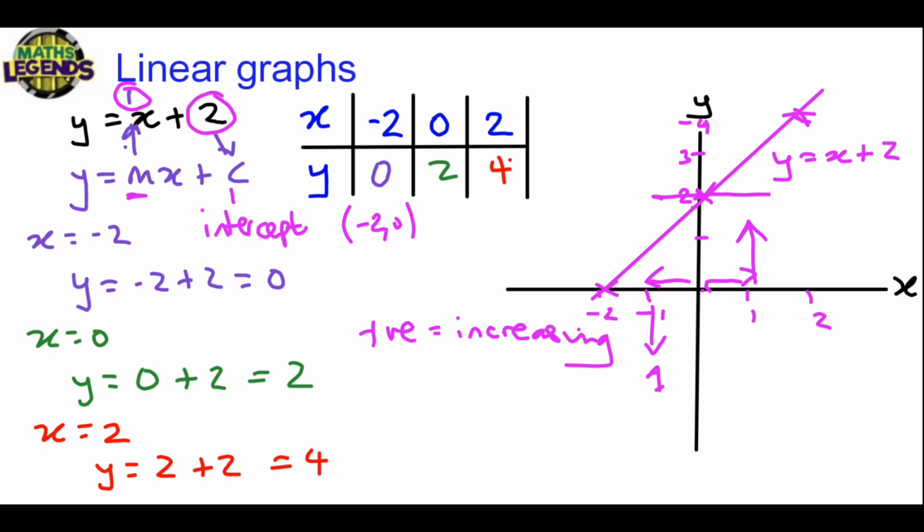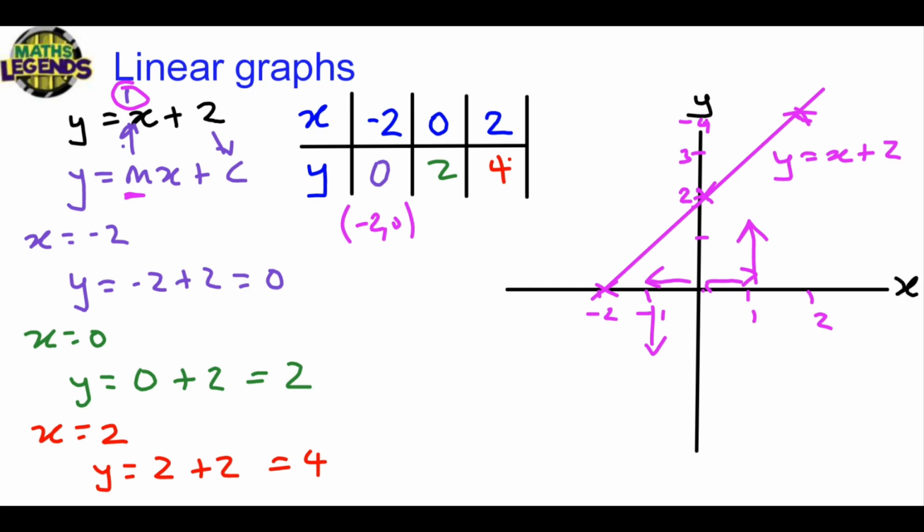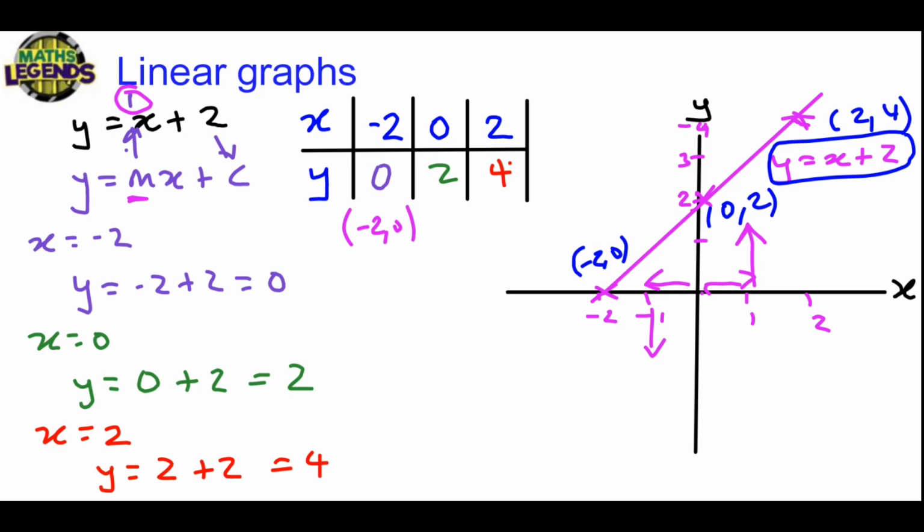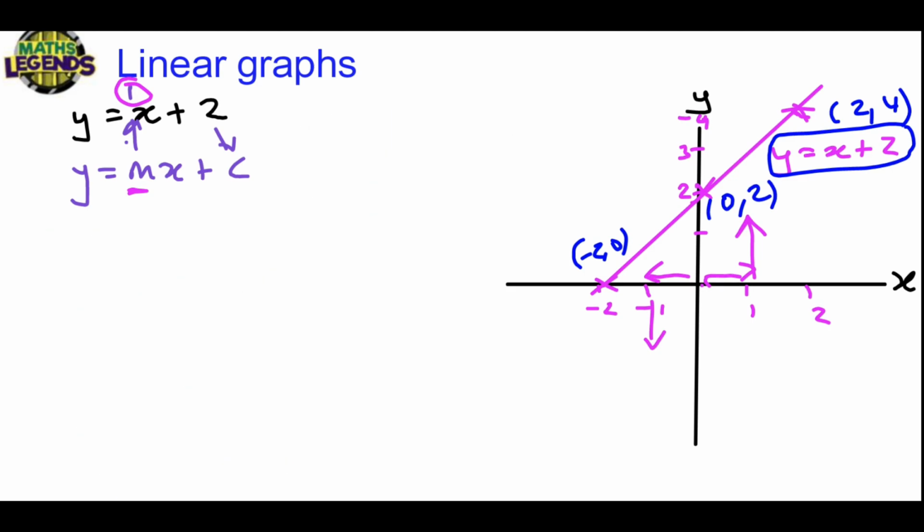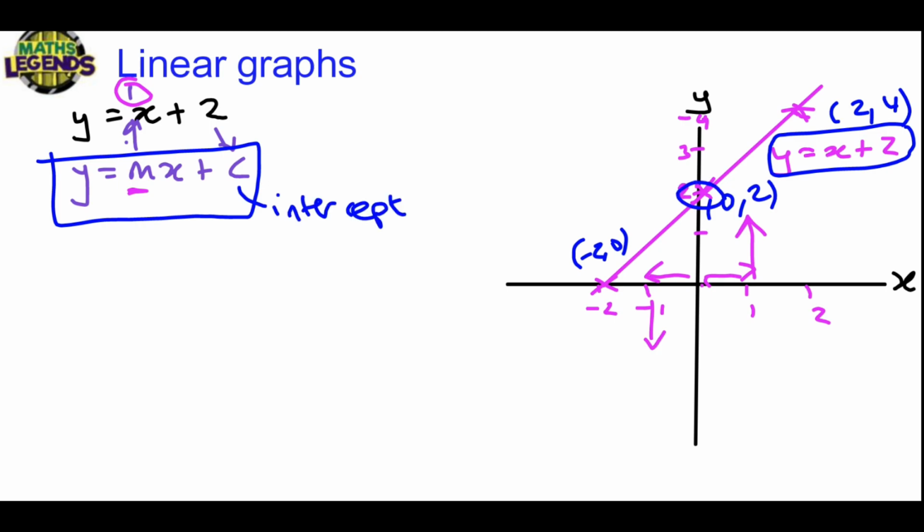Now let's look at another example. Now let's say you are given the graph drawn with the coordinates. So here we've got -2, 0, 0, 2, and 2, 4. And you are asked to work out the equation of the graph. We can see that the graph is a straight line, so it must take the form y equals mx plus c. So now, as we knew that c is your intercept, and the intercept is at 2, so we know c equals 2.